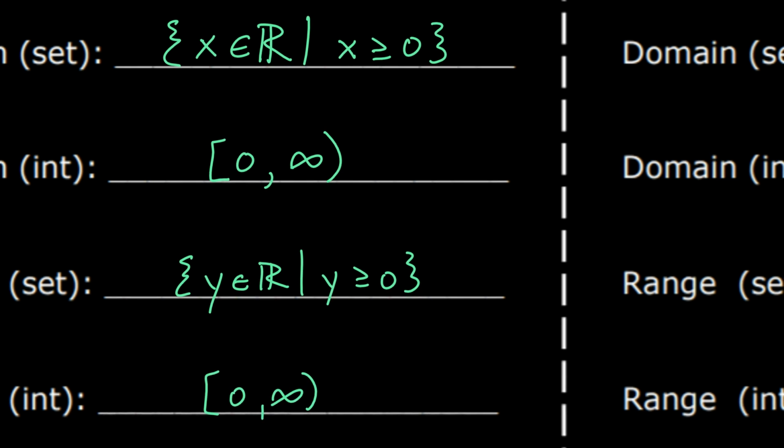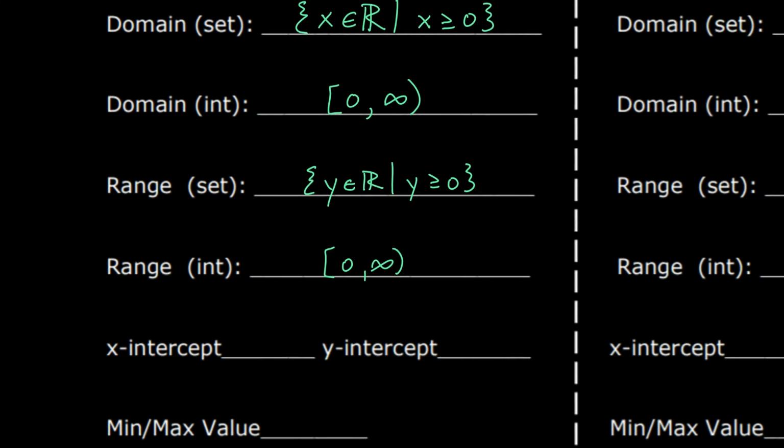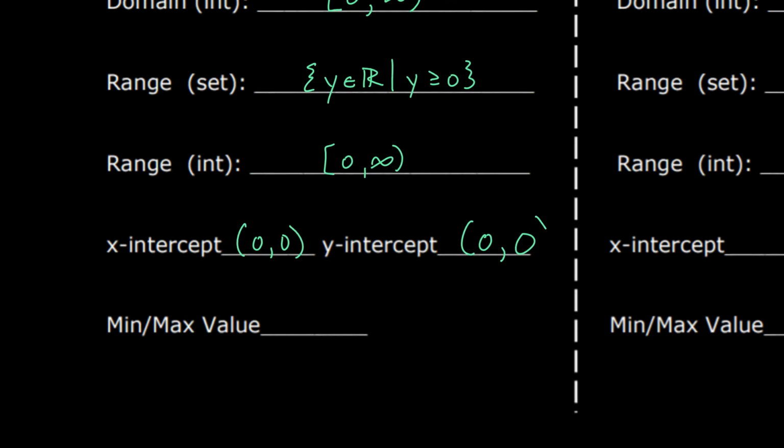Okay. And now, what's the x-intercept? 0, 0, and the y-intercept is? And does it have a min or max value? It does have a minimum value. At what y value do you have this point? 0. When y equals 0, that is our min value.